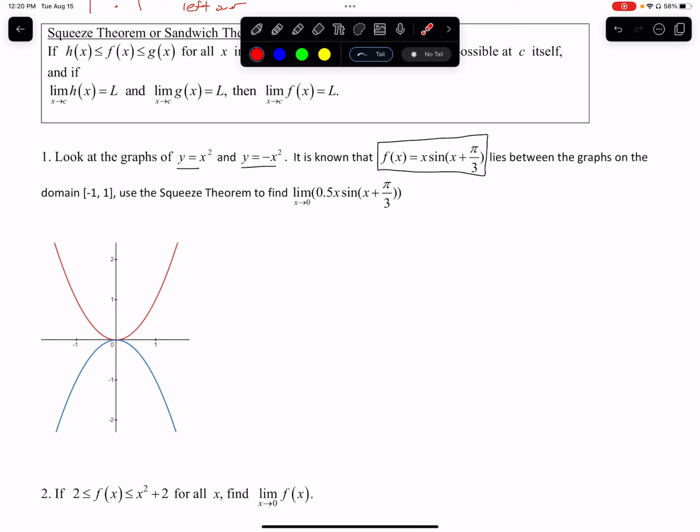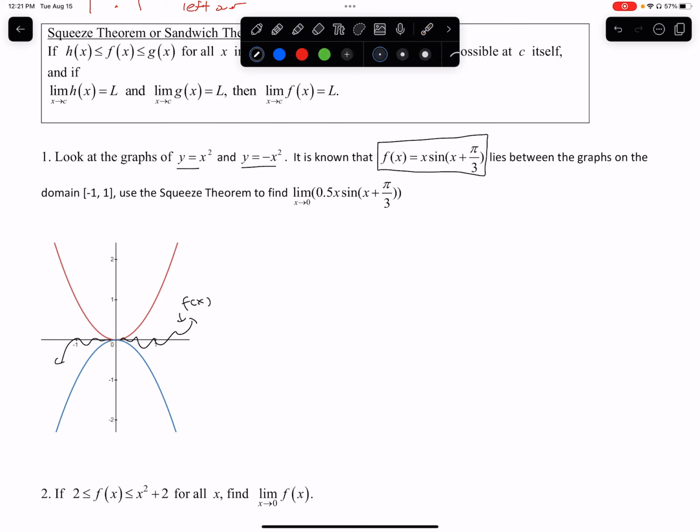So we have two functions, x squared and negative x squared. We know that x sine of x plus pi over 3 is between the two graphs on the domain negative 1 to 1. I can write it kind of like this, wiggle, wiggle, wiggle. So here's f of x. Well, graphically, if I look at both my parabolas, x squared and negative x squared, as x approaches 0, both of them are approaching the y value of 0. So what does that tell us about our function, f of x? Well, it should also be 0 because it's between them.